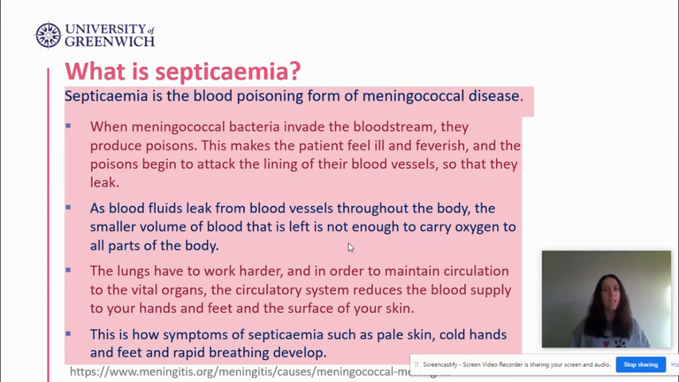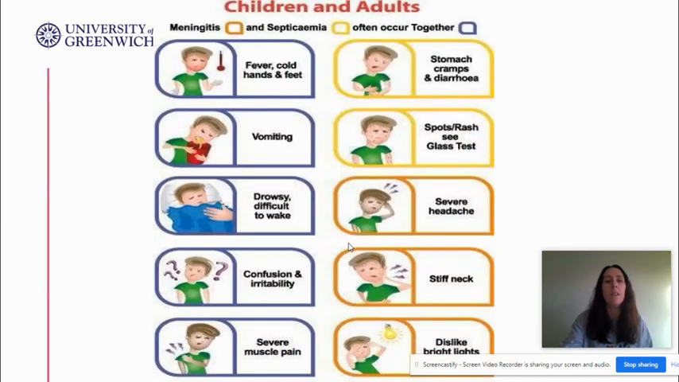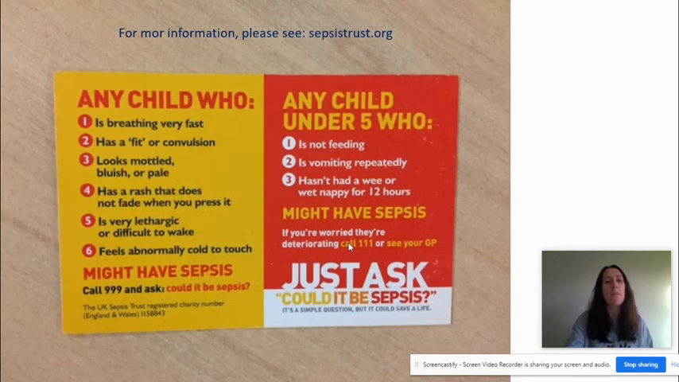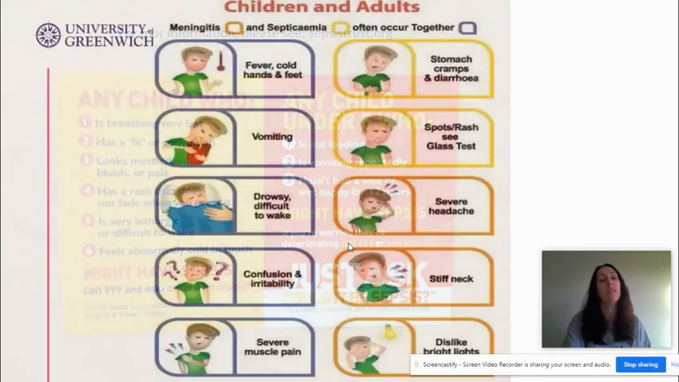That's why you get the tachycardia, the tachypnea. Your skin will become colder, or the pediatrics will. So last sentence down there is, this is how symptoms of septicemia such as pale skin, cold hands, feet and rapid breathing occur. So hopefully that will stay within you. Obviously, you know about sepsis. You know more about the sepsis causes. When it comes to sepsis, think about septicemia with meningitis. Think about it, especially in the under fives.